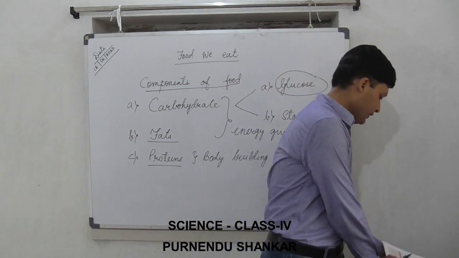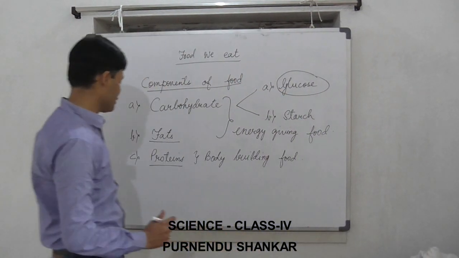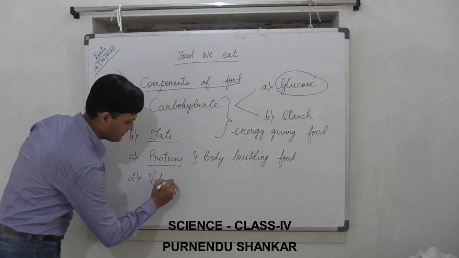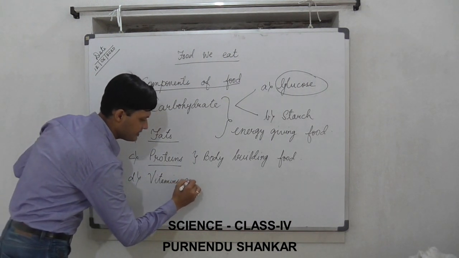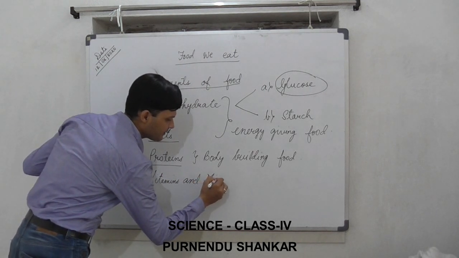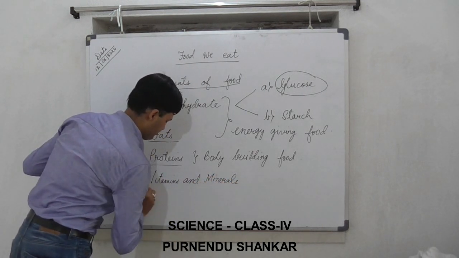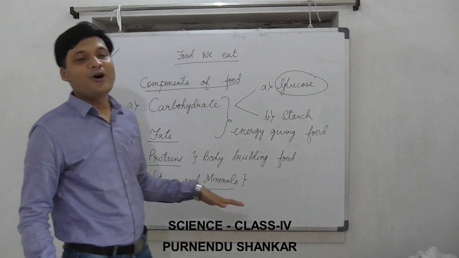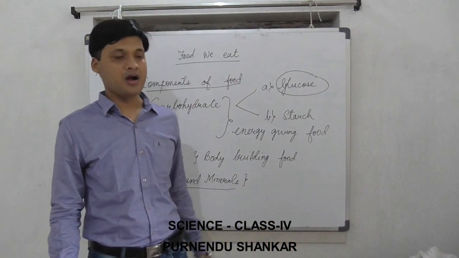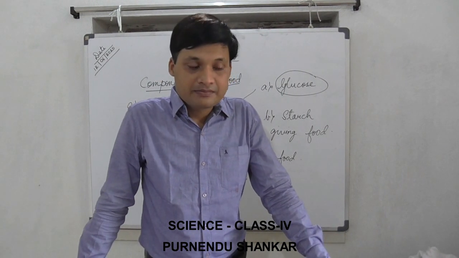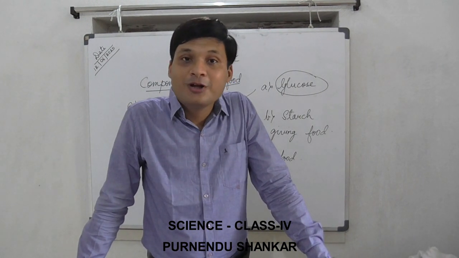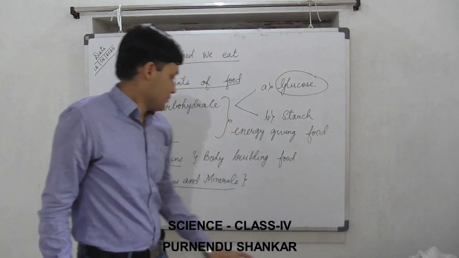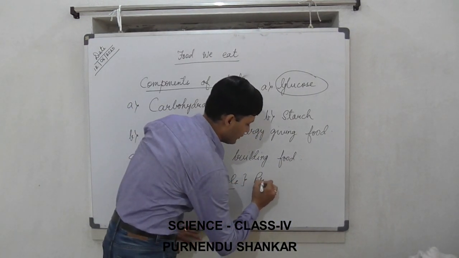Next component of food is vitamins and minerals. D number, vitamins and minerals. This group of food components is also known as protective food. They protect our body from various diseases. So these are also known as protective food.